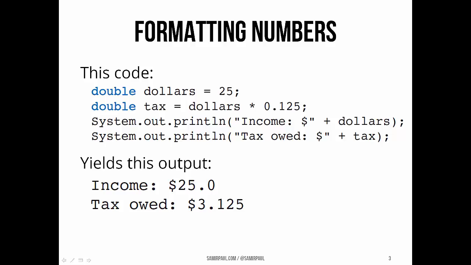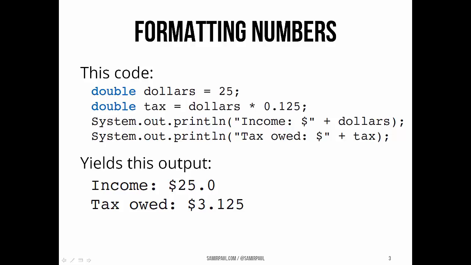So as an example, look at this code segment right here. We have a double called dollars that has 25. We have a double called tax. It's dollars times 0.125. It looks like 12.5% tax. And we'll print income and tax owed. This is the output we get. 25.0, 3.125. The amount of money on the first line has too few digits to the right of the decimal point, and the amount on the second line has too many.